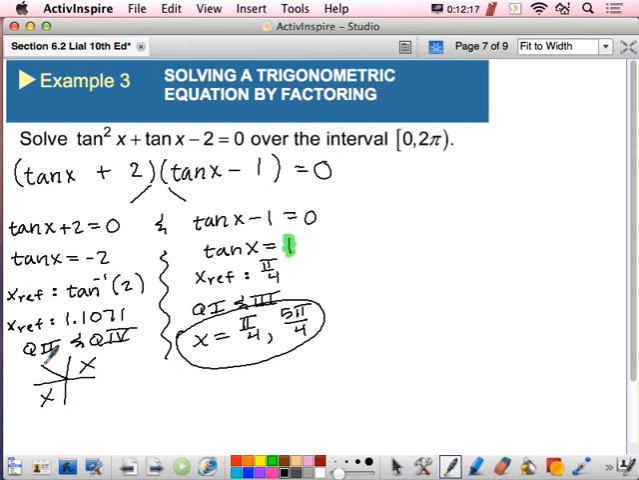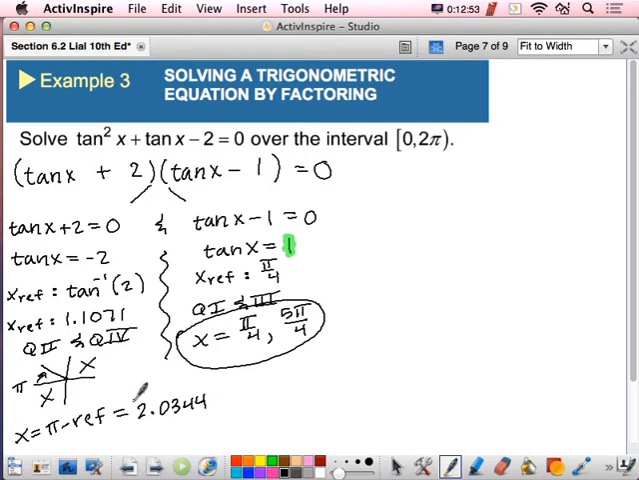How do I move something into quadrant 2? Normally I would say 180 minus the reference, but this one I would just say pi, yeah. So for this one we're going to say pi minus the reference angle, which in this case is pi minus 1.1071. So that would be 2.0344.